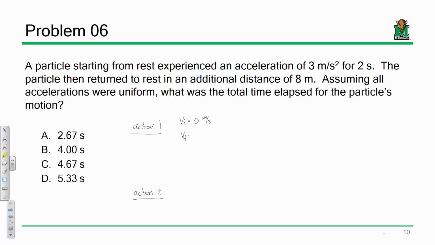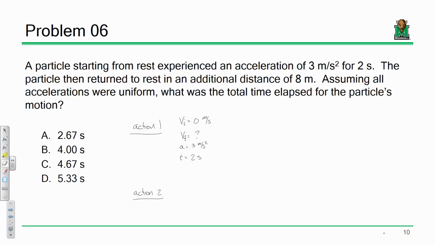What's its final velocity? Well, you're exactly right. It will be 6, and we'll see why, but right now it's unknown. The acceleration, 3 meters per second squared for a time of 2 seconds. Now, here's the thing.